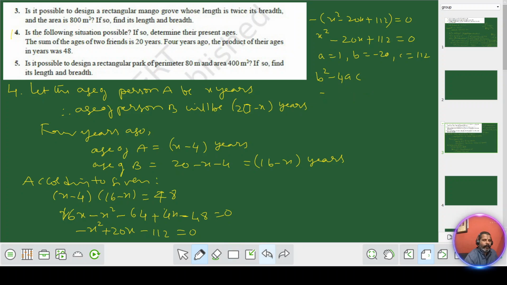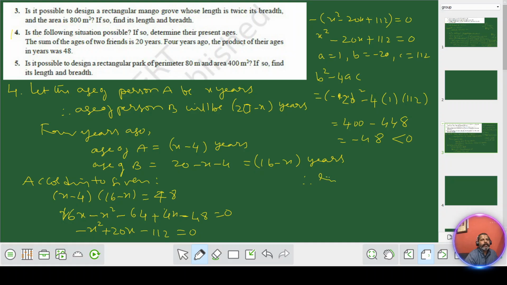Okay. Let's see. Minus 20 square minus 4 into a is 1, c is 112. 20 square is 400, minus 4 into 112 is 448, so it becomes minus 48, which is less than 0.